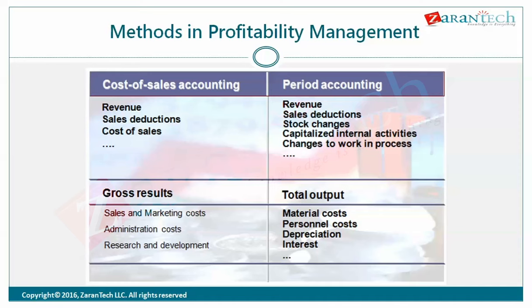And then you deduct your sales and marketing cost, the administration cost, R&D cost. So here what you do is you calculate the cost of goods sold, then you get the gross result, and then you deduct the additional cost, the administration cost, you put it on the product, and then it finally comes to the net result. But in period accounting, what happens?